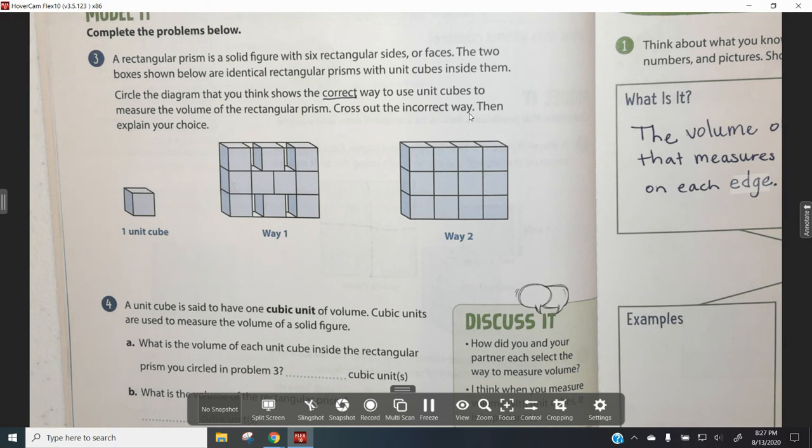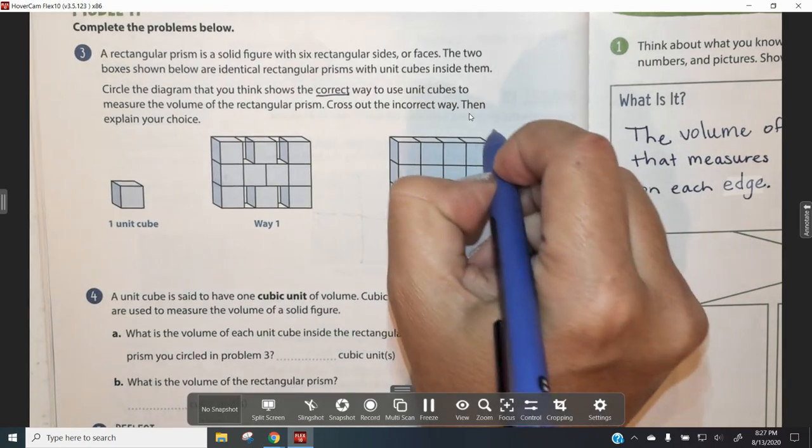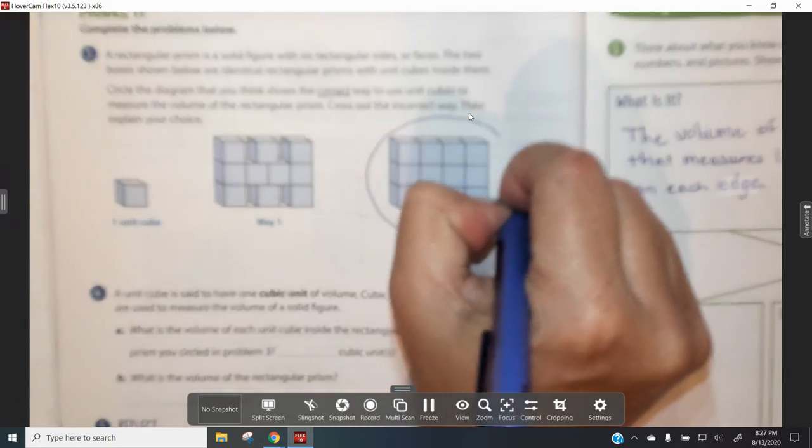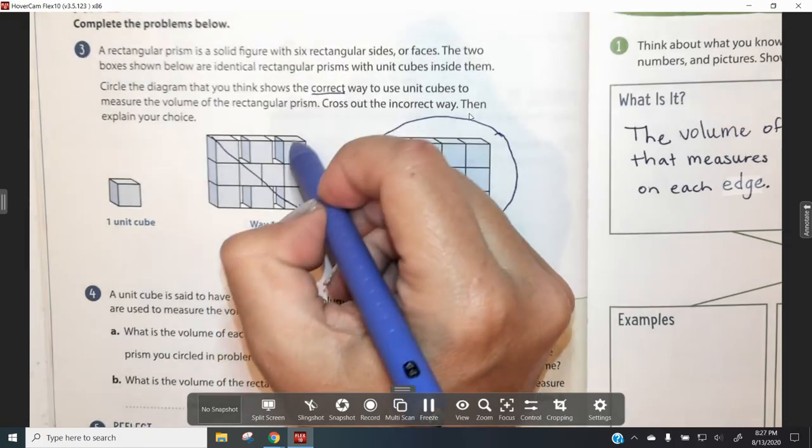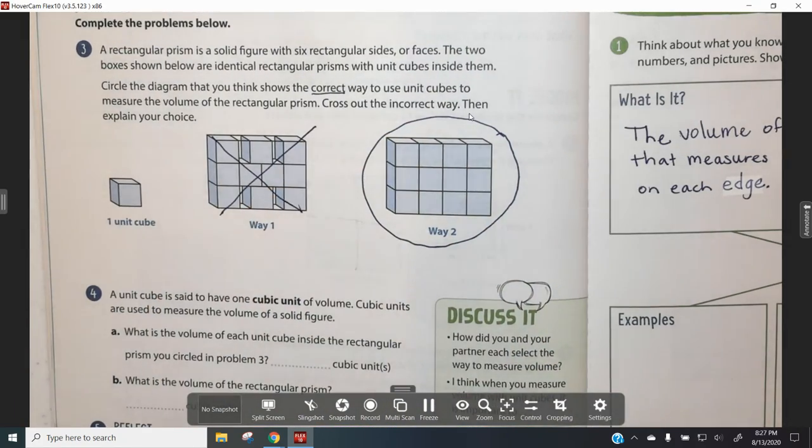All right. I really hope that you put a circle around way 2. If you did, give yourself a pat on the back. And that you crossed out way 1.